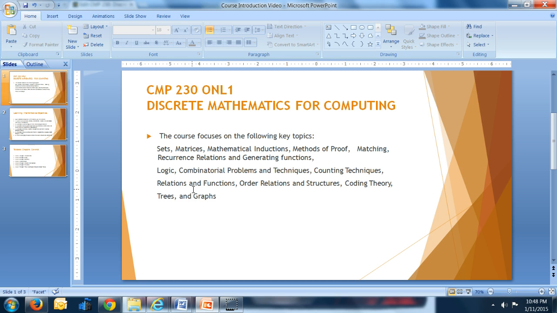We will also use trees, and we will use the trees for doing the coding theory. And we will talk about graphs and their applications in social network.